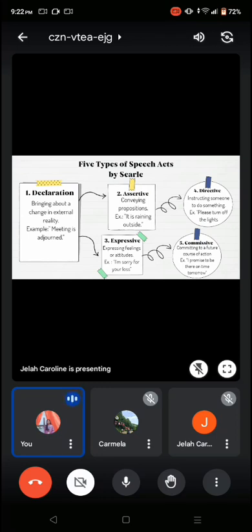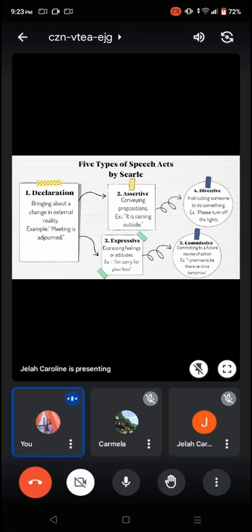And the fourth one is directive. Directive speech acts are used to get the listener to do something. "Please turn off the lights" is a directive as it is instructing someone to perform a specific action. And lastly, we have commissive. Commissive speech acts commit the speaker to a future course of action. "I promise to be there on time tomorrow" is a commissive statement where the speaker commits to being punctual in the future.